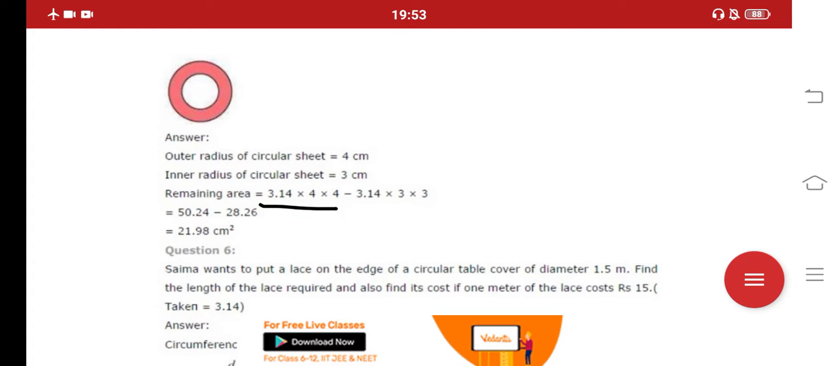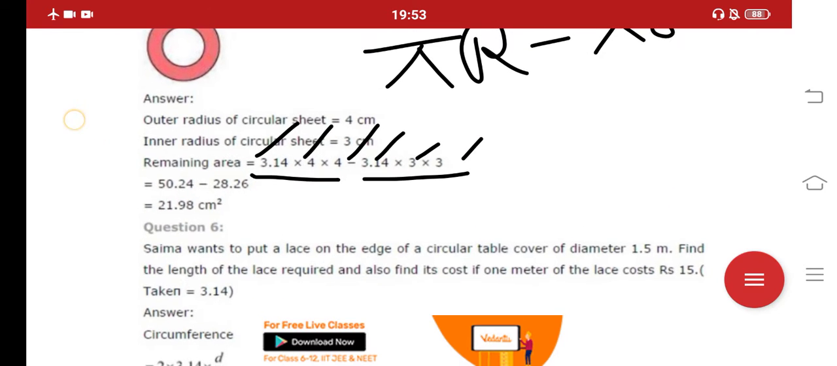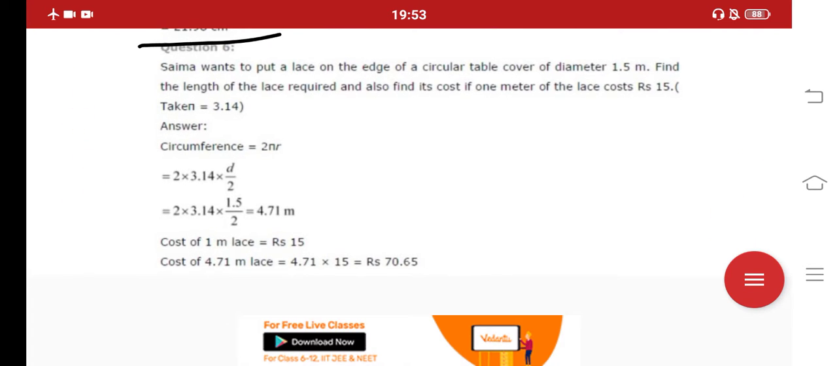So πr² minus πr², or we can say π (larger radius squared) minus π (smaller radius squared). Here the value of π is given as 3.14, as I have explained earlier. R² — the first r means the larger r — minus πr², that is the smaller r. After calculating, the value we found is 21.98 centimeter square. So this is the area remaining after cutting out this smaller region from this larger region. Okay. Now see question number 6.